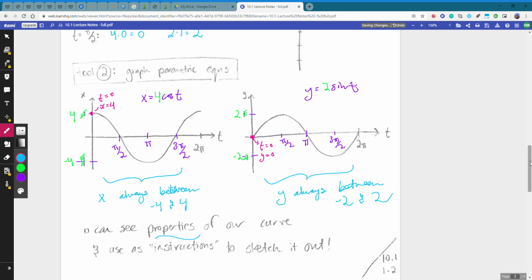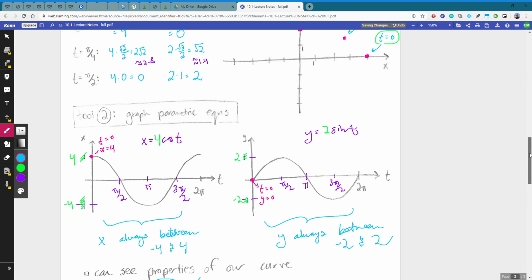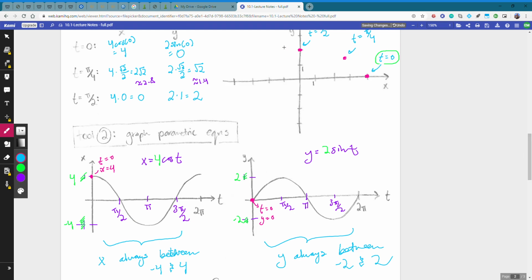And so what that means, we don't know perhaps exactly what our curve looks like, but scrolling up to our graph, we know whatever our curve looks like, it never leaves this rectangle: -4 to 4 in the x's and -2 to 2 in the y's. Our particle never leaves that box, and we can see that right away from our graphs of our parametric equations.